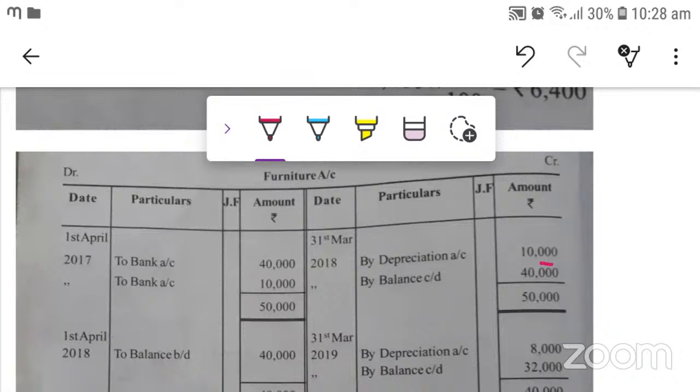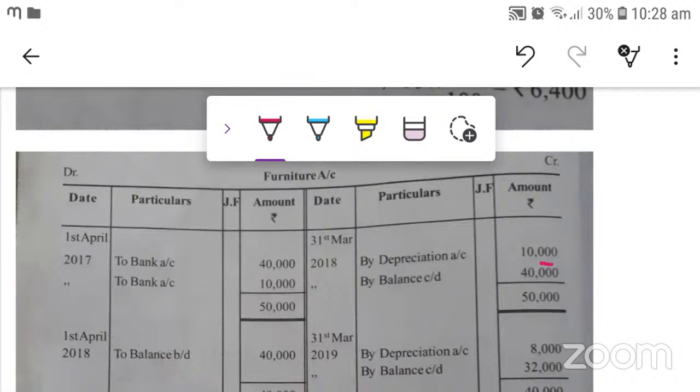1st April 2018, to balance brought down 40,000. The balance carried down will be the next year's opening balance. Here 1st April to 31st March is the financial year. 1st April 2018 is the start of the second year, and at the end of the year, 31st March 2019, we have to provide the depreciation.